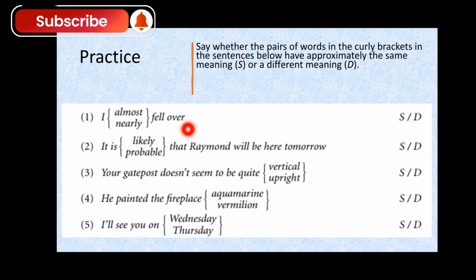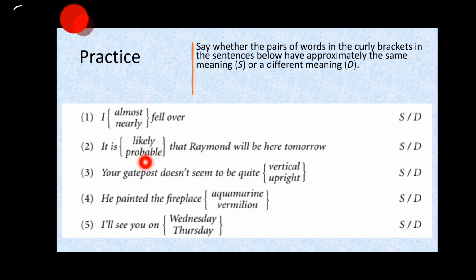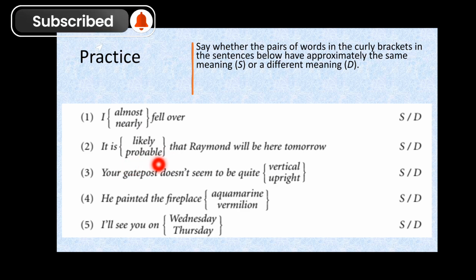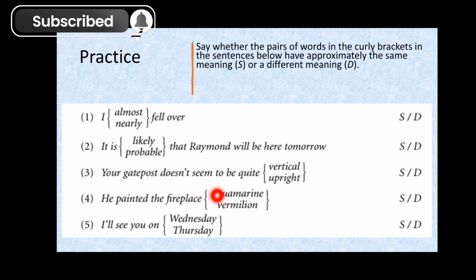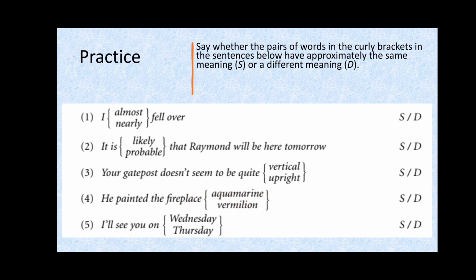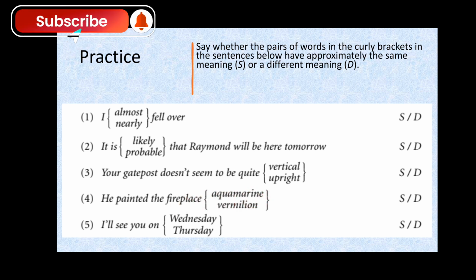So the first 3, almost and nearly, likely and probable, vertical and upright, have nearly or approximately the same meaning. And aquamarine and vermilion, and Wednesday and Thursday, have different meanings from each other. Got it?